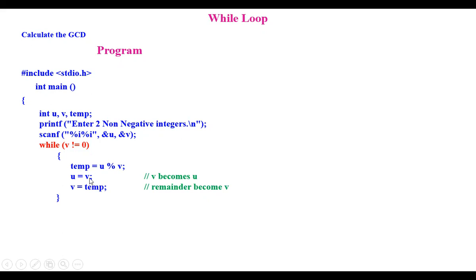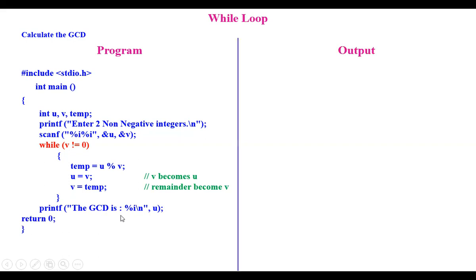Okay. Now, the V value is assigned to U, and this temp value is assigned to V. Actually, V is assigned to U, and whatever remainder you get is taken as V here. So for that, we have taken the help of temp. So this loop will be continued. The remainder becomes the V here. So complete this, and finally the U value will be displayed as the GCD.